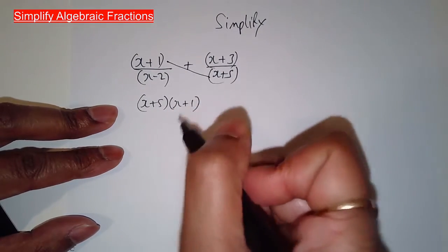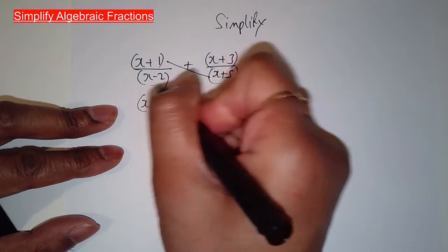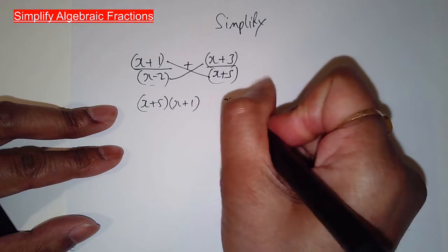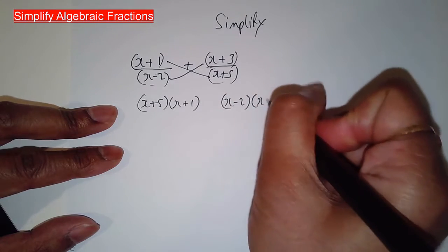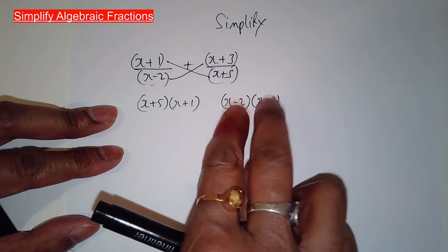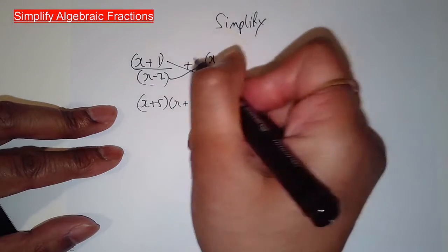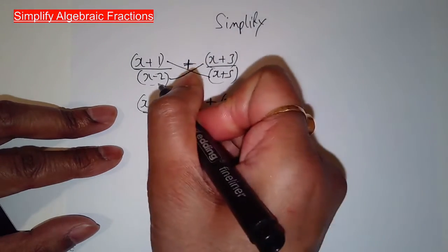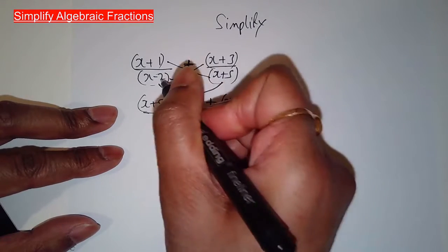Remember, I'm using the crisscross method. And then this thing here with this thing on the top. So you can see where these two came from, right there. Don't forget there's a plus. And then you do this, multiply this, the denominator with the denominator.